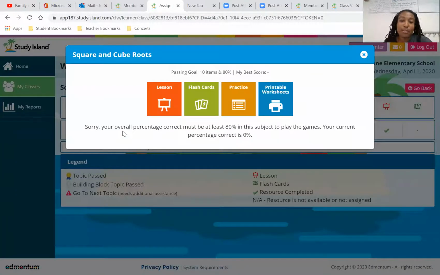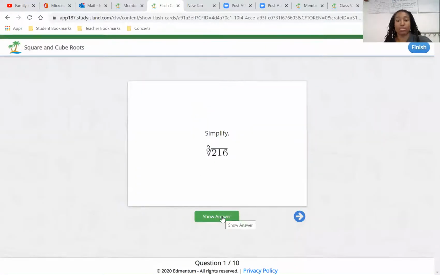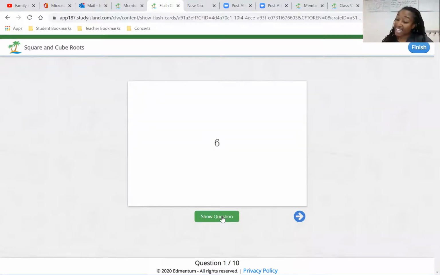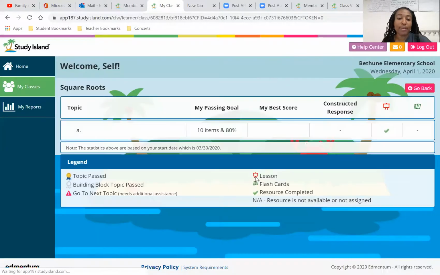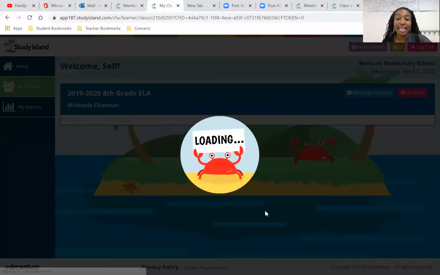Now, before I start that practice, I need to do some flashcards. Oh, simplify. Let me get some paper and pencil out. Do my simplify. Show answer. Yay, look at that. Okay. Finish. Solve for X. Oh, I can do that. That's one thing I remember in math. Definitely solving for X. So I want to leave and go back to my classes and then go to ELA.